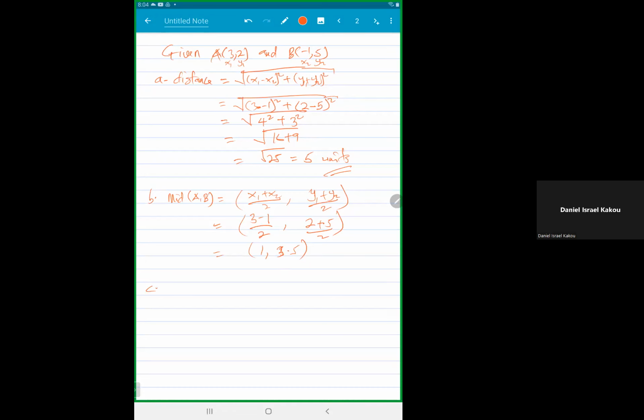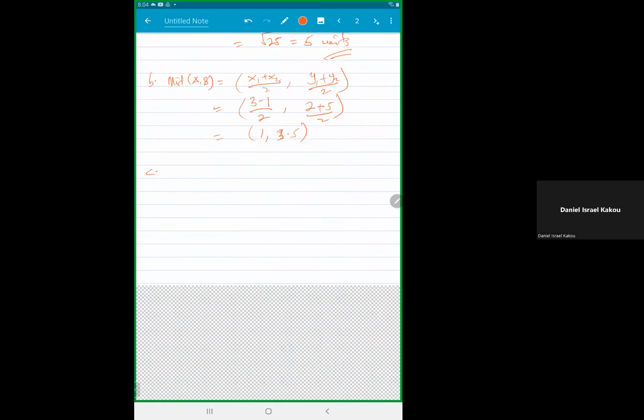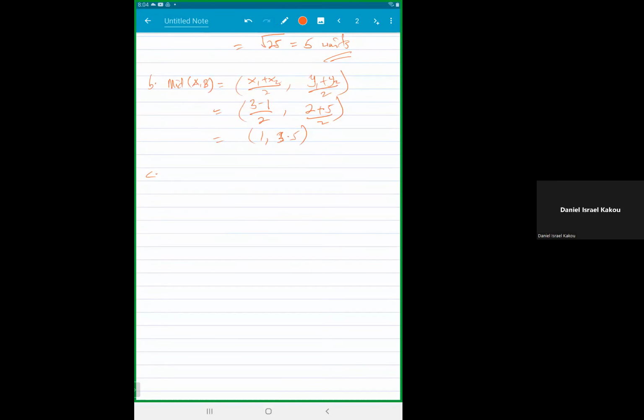Then the next question was to find a point Q. So basically, if this is A and B, we have to find a point Q that divides AB in the ratio 2:3, right? So that means here is 2 and here is 3. And you see the question was silent. The point Q that divides AB in the ratio 2:5. And the question was silent. But because the question is silent and the ratios are both positive, it means we are dealing with what?